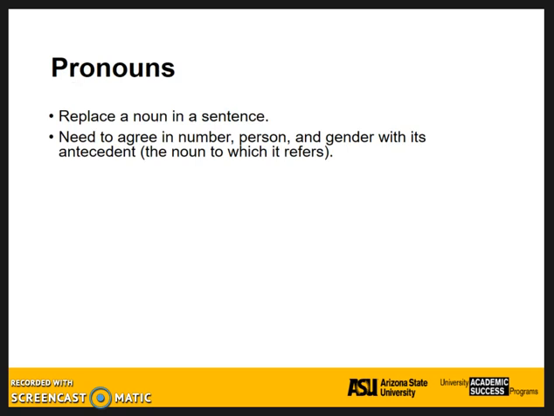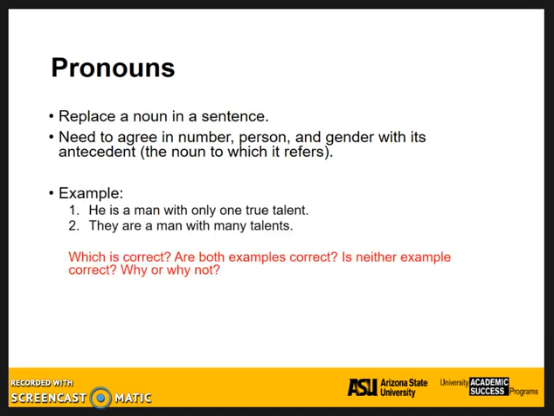Pronouns are used to replace a noun in a sentence. When using pronouns, they need to agree in number, person, and gender with the antecedent, the noun to which it refers. Let's look at an example. "He is a man with only one true talent." "They are a man with many talents." Which sentence is correct? Are both examples correct? Is neither example correct? Why or why not?